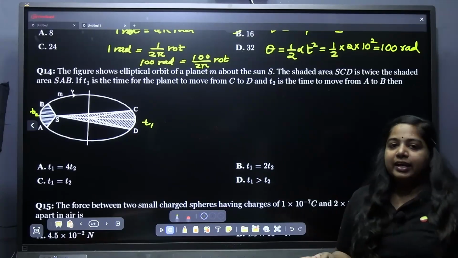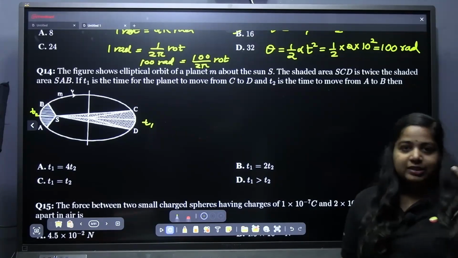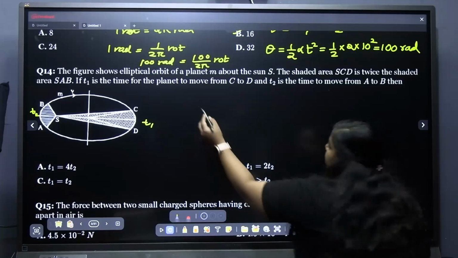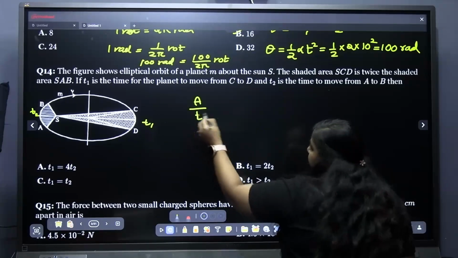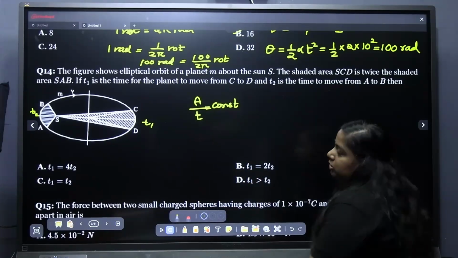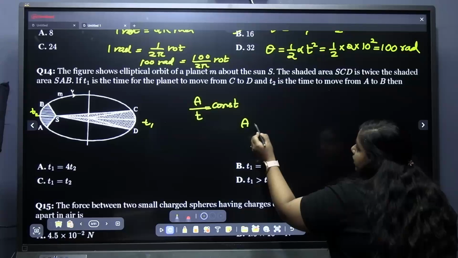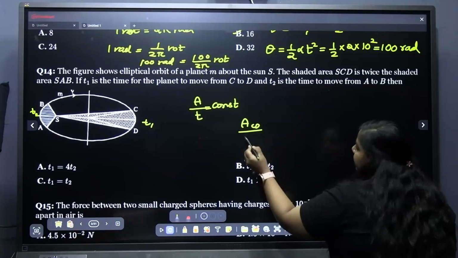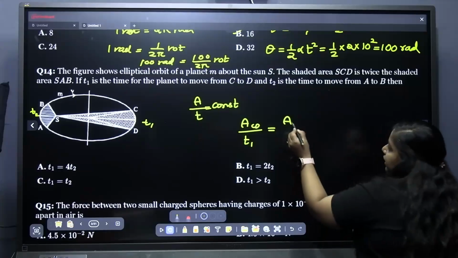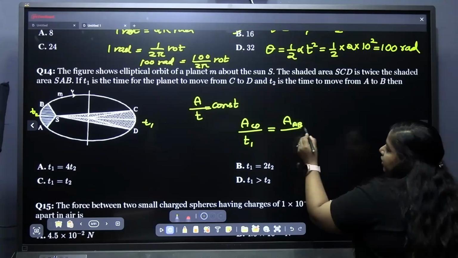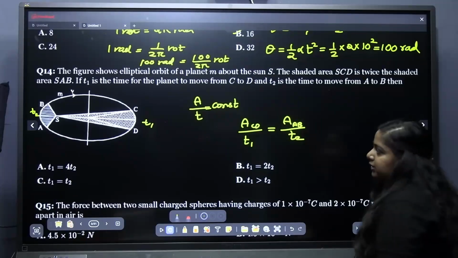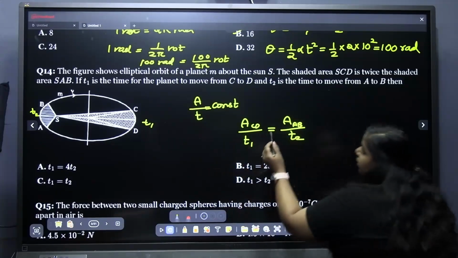In Kepler's second law, areal velocity is constant. That is Kepler's second law. Areal velocity means area by time will be constant. So area of CD divided by time for CD, T1, equals area of AB divided by T2. Areal velocity constant. Now what is given?